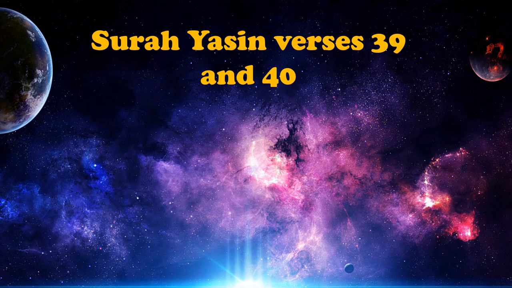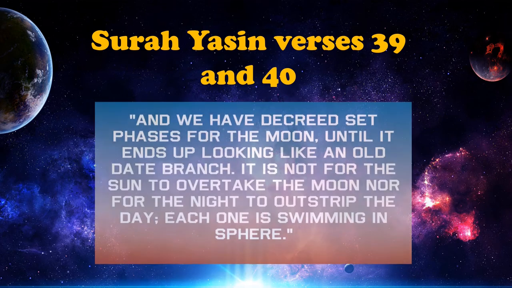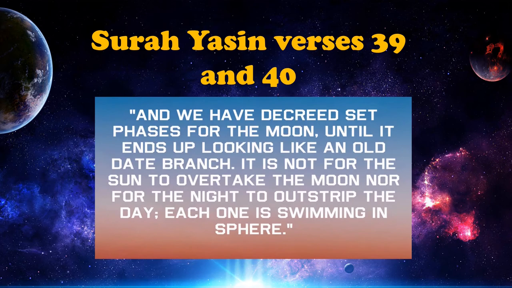Surah Yasin verses 39 and 40. And we have decreed set phases for the moon until it ends up looking like an old dead branch. It is not for the sun to overtake the moon, nor for the night to outstrip the day. Each one is swimming in a sphere.